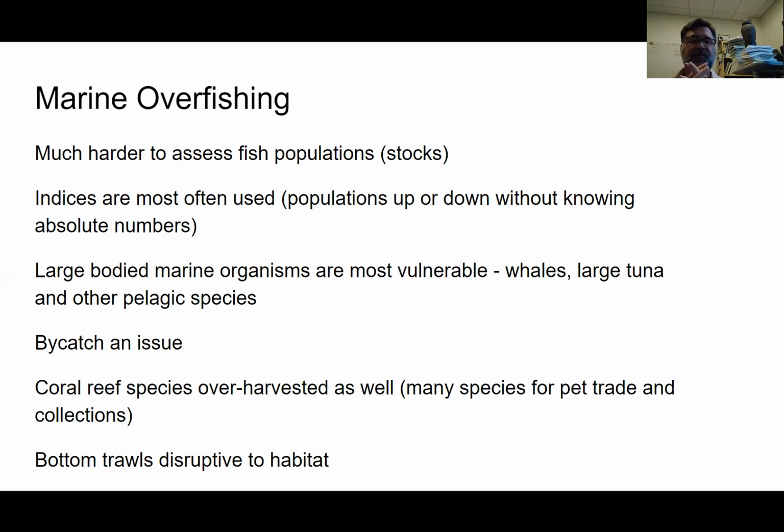Many coral reef species are overharvested because you're talking about shallower water and a confined area, and the fish are much easier to find. Around coral reefs you also have the pet trade for things like seahorses and fish and some shells, some mollusks. One type of fishing that is particularly disruptive is called bottom trawls.